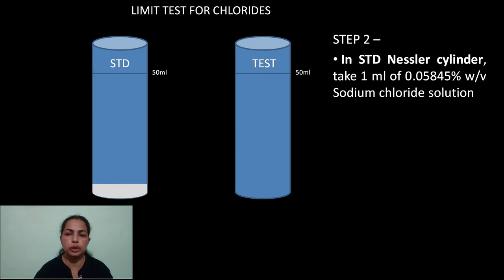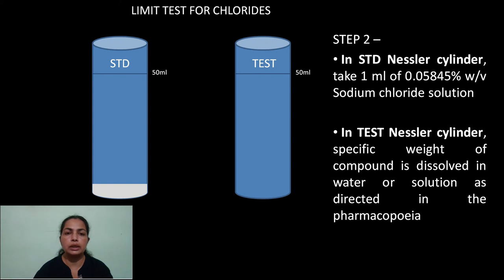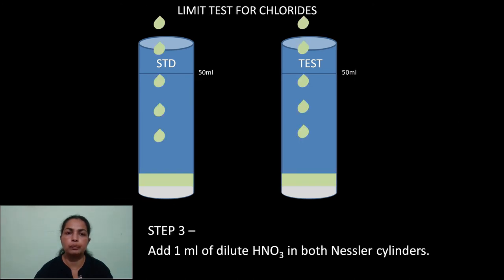0.05845% weight by volume sodium chloride solution, while in the test cylinder we will be adding the specific weight of sample which we have to analyze, and we will dissolve it in a suitable solvent. And this procedure will be as described in the pharmacopoeia that we have to follow.